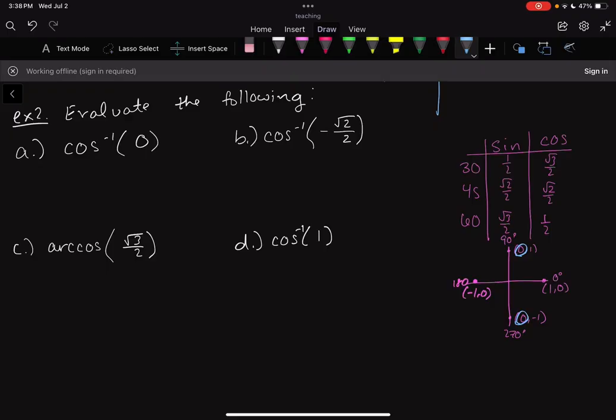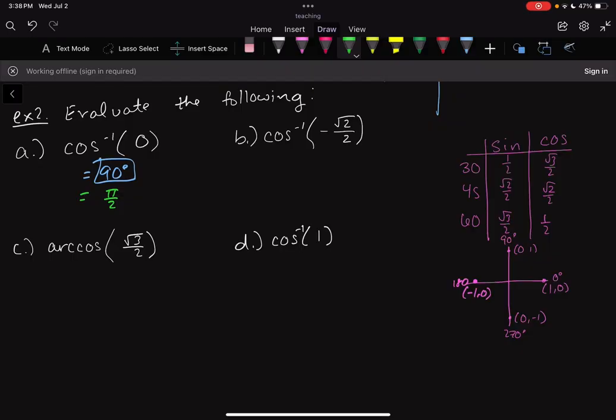Remember, because it has to be from 0 to 180. So that's only including quadrant 1 through quadrant 2. So this answer is going to be 90 degrees. In radians, you would say pi over 2. And I'm not really picky. You can do whatever. Radians or degrees. So we should only ever get one answer for the inverses.